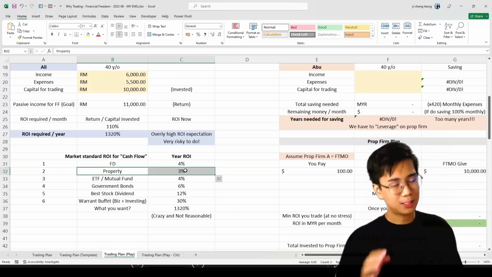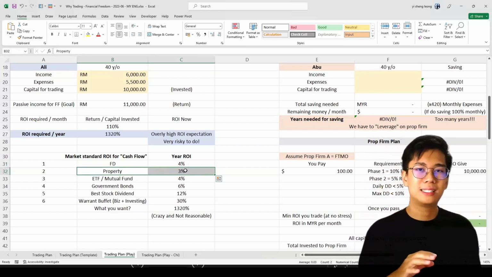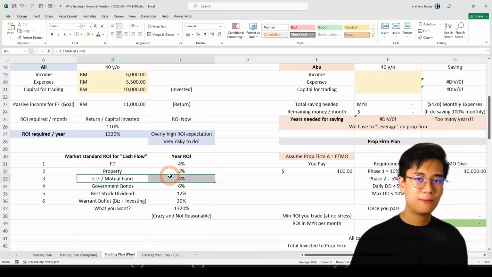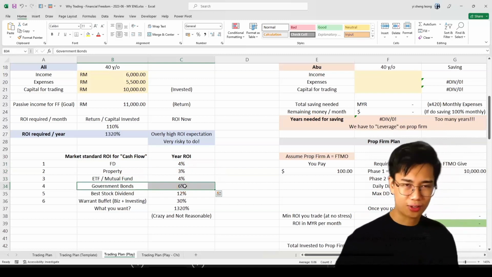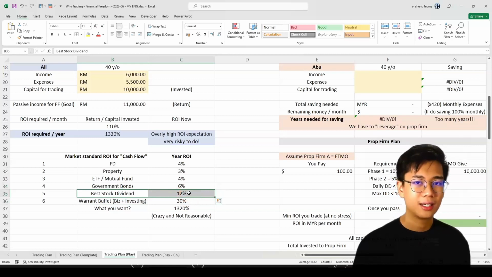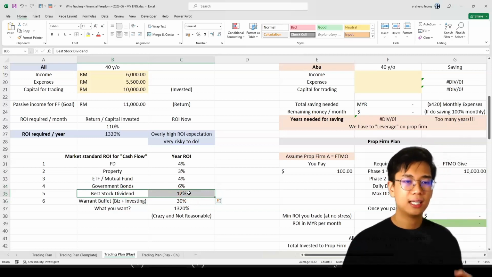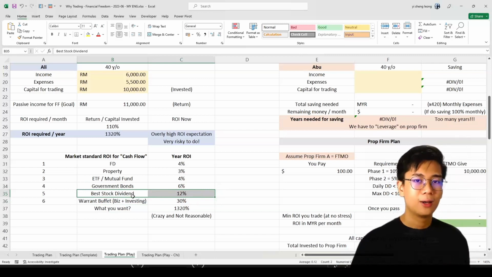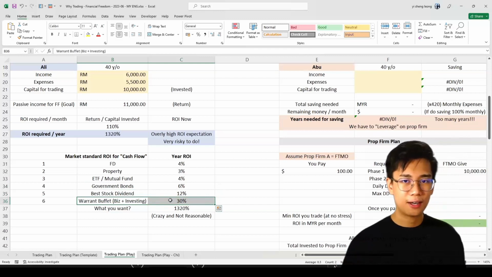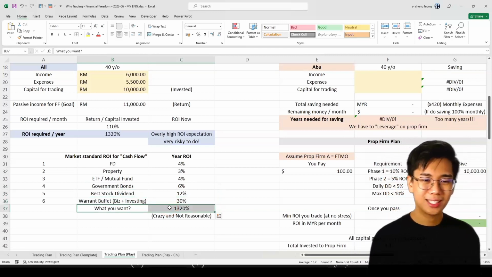Now, just put it like this. Let's say you are a super genius property investor, 3%. ETF and mutual funds, about 4%. Government bonds, if you have a connection with the internal team, 6%. If you want to buy the best stocks in Malaysia, then the average yearly ROI is 12%. Warren Buffett, the world's best investor, makes passive income for himself of 13%. What do you want? 1,020%.